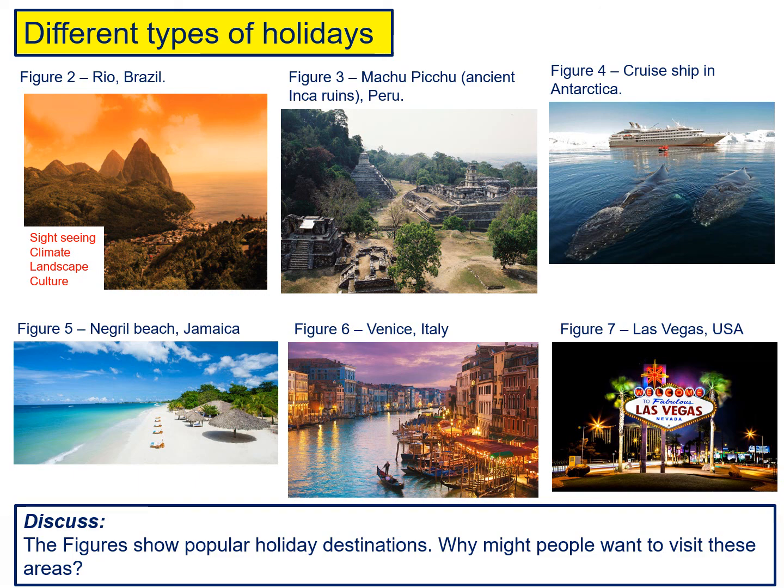It's an ancient Inca ruin in Peru. It's very, very high up in the mountains there. It's really, really ancient. So obviously people would want to go for the culture, to see the sights, and for the history. Figure 4, a cruise ship in Antarctica.